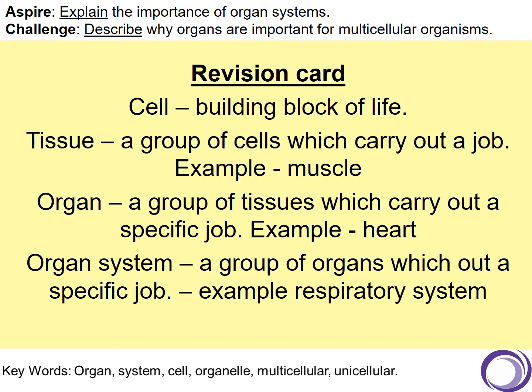Okay, so if you're going to make a revision card on this, it's a nice, quick, easy one. Cell is a building block of life. Tissue, a group of cells which carry out a job. And give yourself an example there, like a muscle. Organ, a group of tissues which carry out a specific job. Example, a heart. And then organ system, a group of organs which carry out a specific job, which would be a respiratory system or a digestive system. Pause the video, or I'll leave it running for 3 minutes if you want to get them written down.